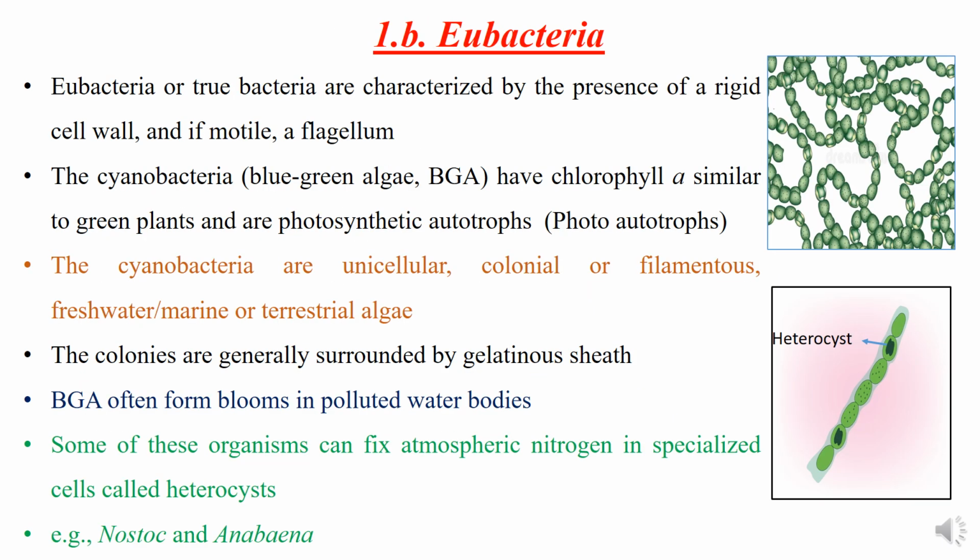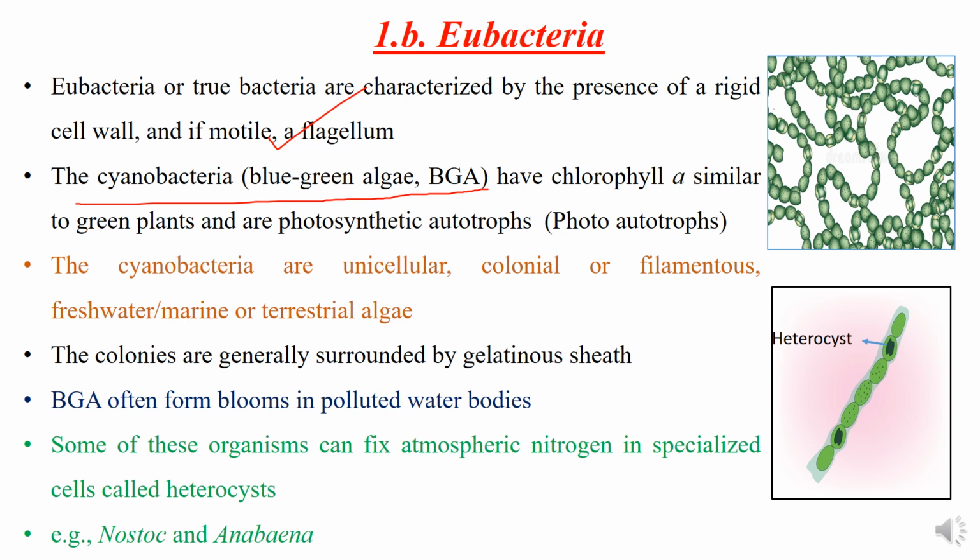Then coming to the eubacteria, the name itself indicates that eubacteria means true bacteria. So these eubacteria are also known as true bacteria. These are characterized by the presence of a rigid cell wall, and they may or may not have a flagellum. If a flagellum is there, they are motile in nature. If a flagellum is not there, they are non-motile in nature. And the eubacteria include cyanobacteria, which are also known as blue-green algae.